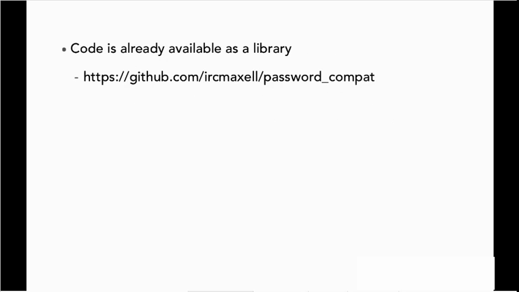Now, this code is also already available as a library. So if you want to use those built-in PHP functions, you just have to use the library that you can find at this address on GitHub. So you go to GitHub, you can download the code for password compatibility. It has some information about how you install it and get it running, and then you can just use those PHP functions today, even though PHP 5.5 isn't out.